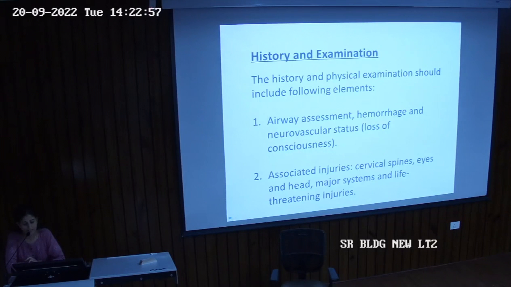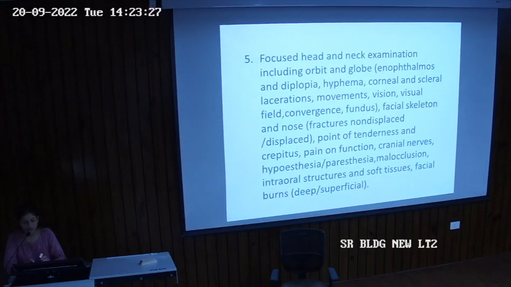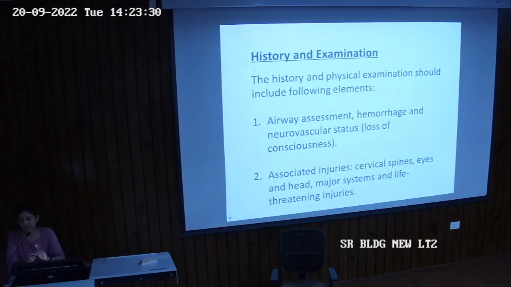See, the history and physical examination should include the following elements. One is airway assessment, hemorrhage, that is the amount of blood loss, and neurovascular status, whether the patient is conscious or not. Also look at the associated injuries in cases of cervical spine, eye and head, major systems and life-threatening injuries. See, always make a rule to rule out cervical spine injury. If in a patient of cervical spine injury you manipulate the neck too much, you will land up causing a paraplegia. So make sure that the first and foremost thing is to stabilize the neck if you suspect a cervical spine injury, right?